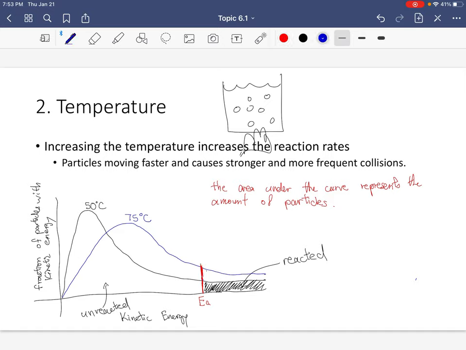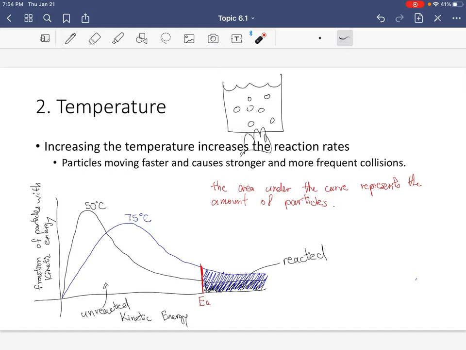and this is now the amount that is reacted. Isn't it more than what we had before? Before we only had this much product reacted. Now we have this much product reacted due to the shifting of the graph.